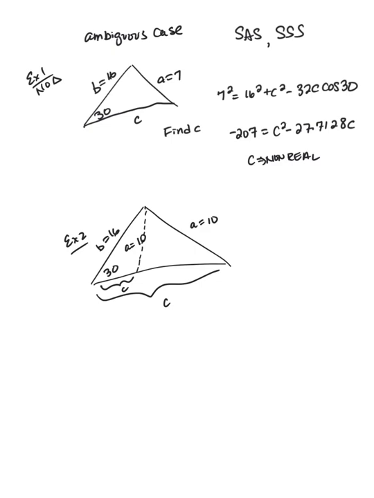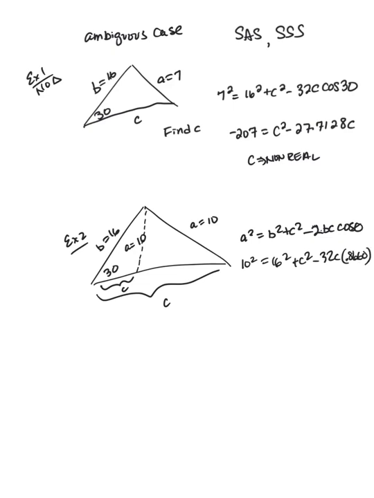Okay, so we're going to have a squared equals b squared plus c squared minus 2bc cosine theta, which is going to be 30. So you're going to end up with 10 squared equaling 16 squared plus c squared minus 32c times 0.8660.